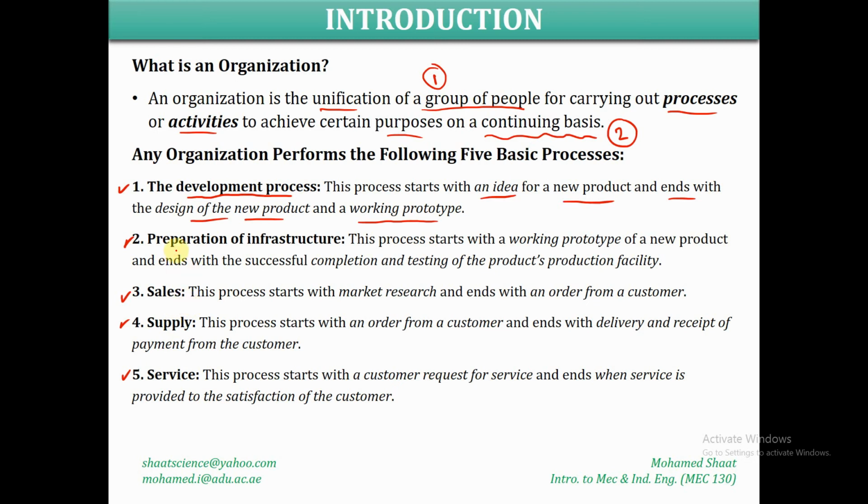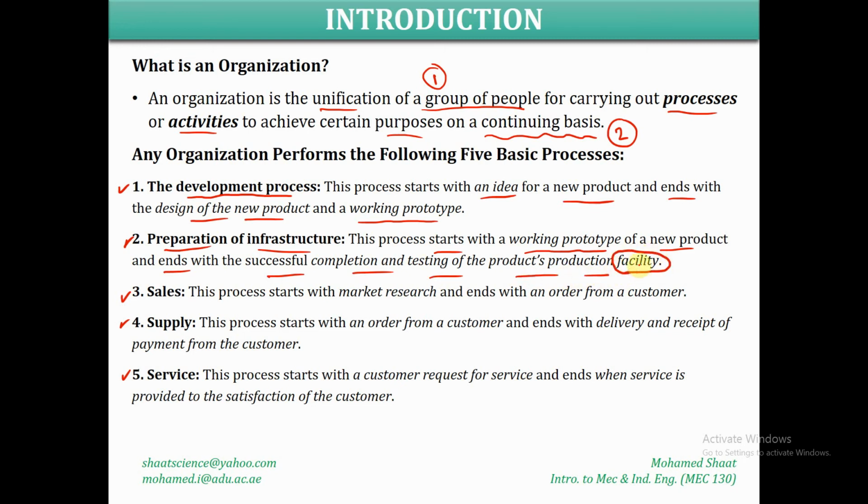Then what comes after is the preparation of infrastructure. For example, to build a new car with a new design and a new specification, which was not the same as the previous year's car, we would need to build a facility to build this brand new car. So this process starts with the working prototype. This department receives the working prototype from the development department, and it ends with the successful completion and testing of the product's production facility.